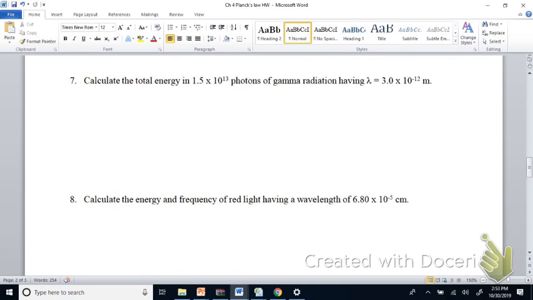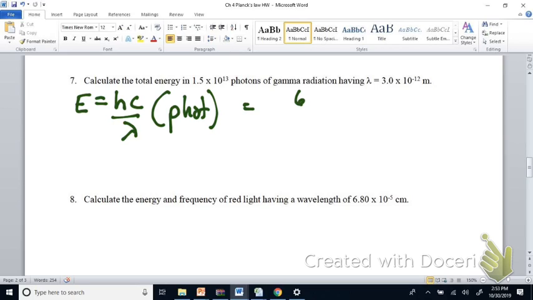Here we go. Number 7, I'm going to calculate the total energy in a certain number of photons having a wavelength of 3.0 times 10 to the minus 12 meters. So the strategy for this is we're going to find the energy per photon and then multiply it by the number of photons. So let's go green for show me the money. E equals hc over lambda times the number of photons.